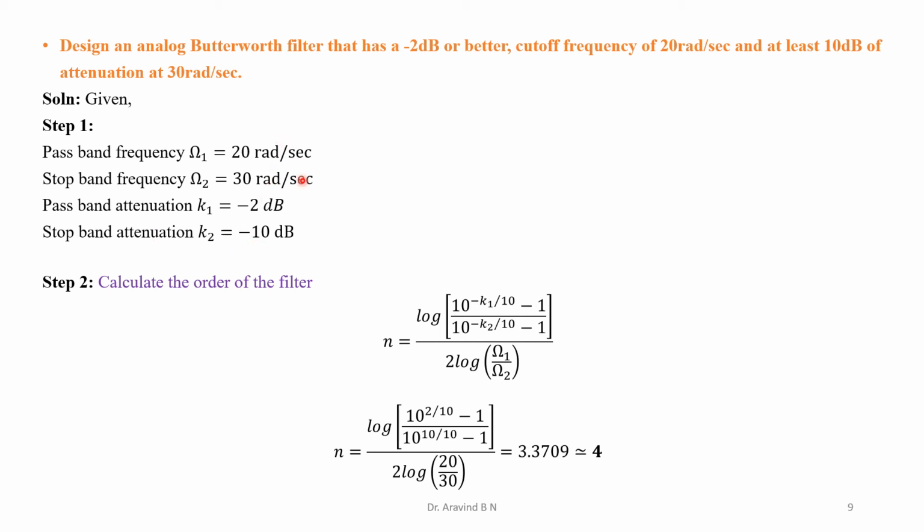Since all the parameters are in the required units only, we need not make any further conversion. In case the pass band frequency is given in terms of hertz, then we require a conversion. Then we are going to make use of 2 pi f1. Since already it is in radians per second, we need not make any conversion with respect to these two frequencies, and also the attenuation, they are already in dB, so we need not make any further conversions for that.